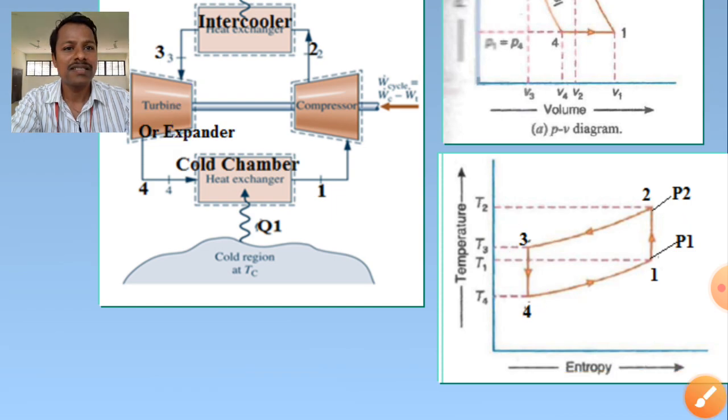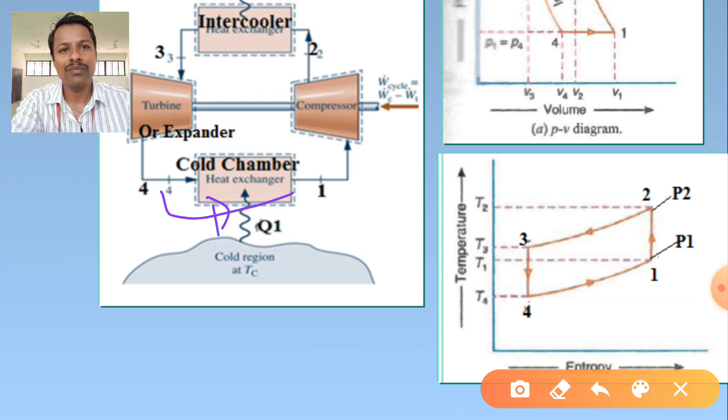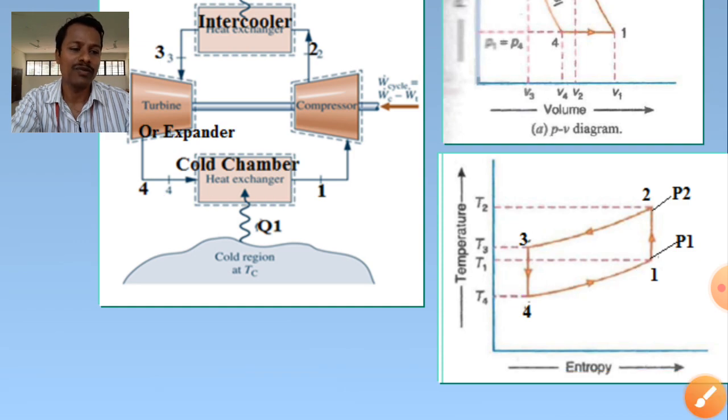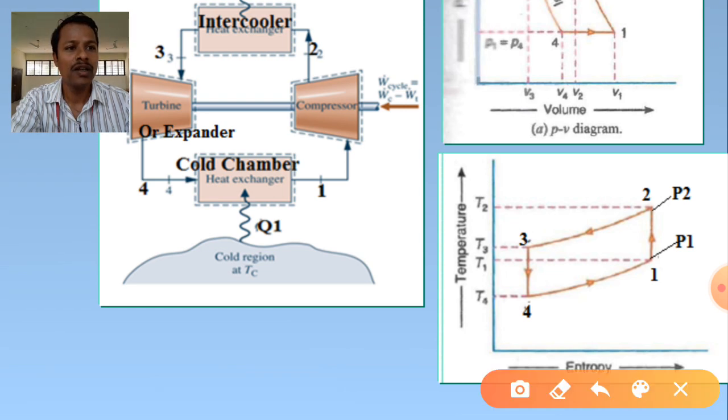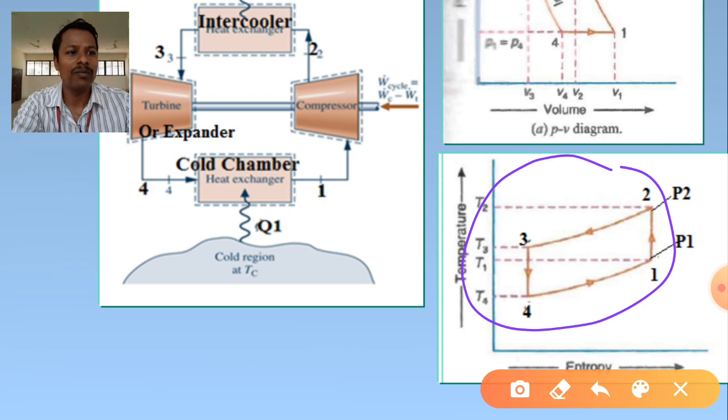And 4 to 1 is heat absorption at constant pressure. Here the pressure is constant, but heat is added into the cycle. During 4 to 1 at constant pressure P1, because of heat absorption there is an increase in temperature from T4 to T1, and an increase in entropy also. Hence the cycle is represented. Hope you have understood the temperature entropy diagram for the Bell-Coleman cycle.